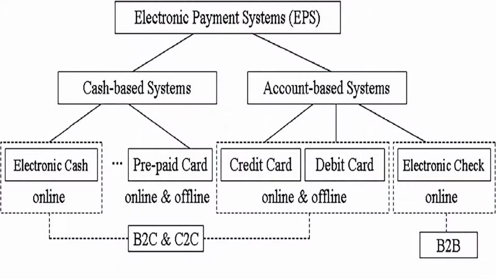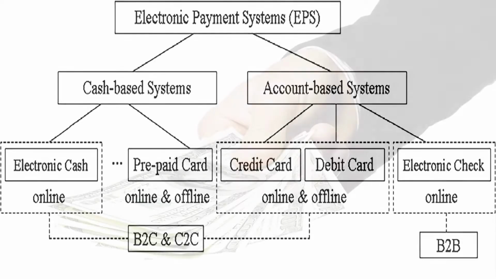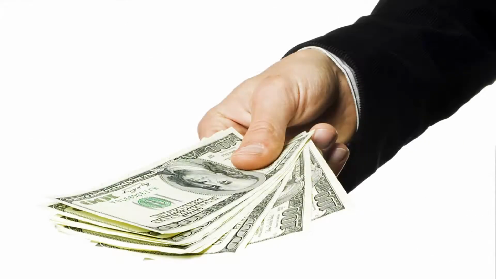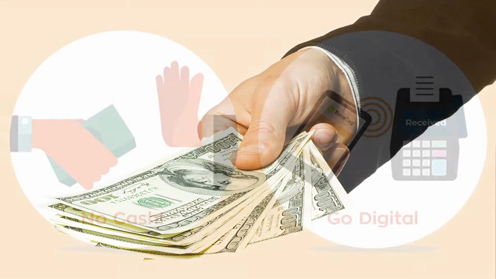Now, let us have a view of the classification of electronic payment systems. Electronic payment systems can be broadly classified into two types, namely cash payment system and card payment system. Cash payment system. A cash payment system is an electronic system used to transfer money from one bank account to another without any cash exchange by hand.